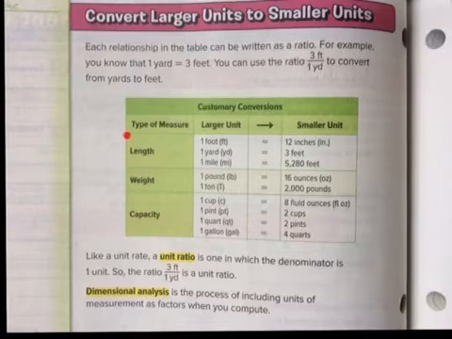Here we have the length. We have 1 foot equals 12 inches, 1 yard is 3 feet, 1 mile is 5,280 feet. This is clearly the standard unit of measurements. This is not our metric system. A unit ratio is one in which the denominator is 1. So the ratio 3 to 1 is a unit ratio. It's like the unit rate. Dimensional analysis is the process of including units of measurement as factors when you compute. So you have to include the units of measurement when you compute because they are different. This is feet and this is yards.